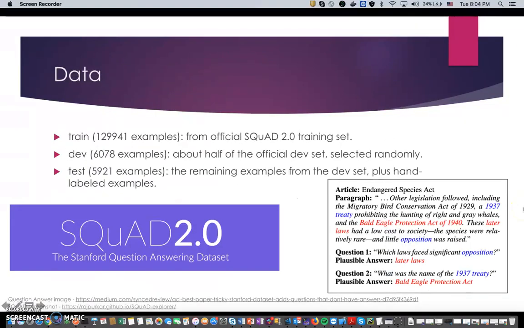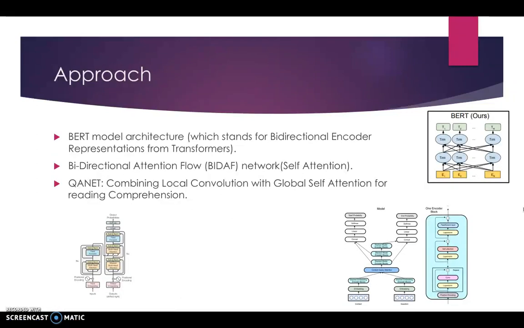For this project, the official Stanford Question Answering Dataset version 2 will be used. It has 3 splits: train, dev, and test. The train and dev sets are publicly available, and the test set is entirely secret. The structure of the data consists of the article, the paragraphs related to that article, and the question-answer pairs related to that paragraph. For this project, 3 approaches were taken: BERT, BiDAF, and QANet.